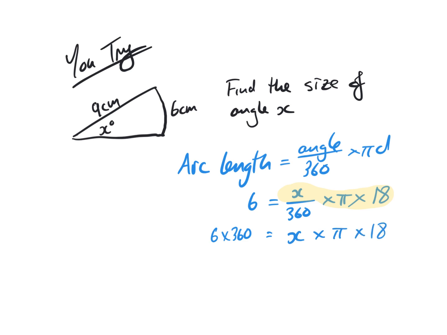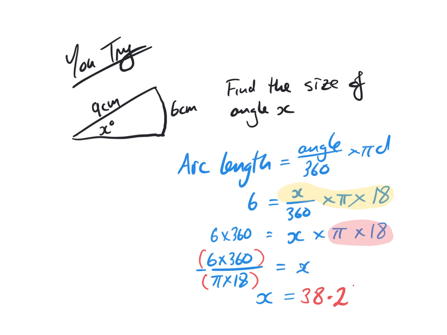We've then got to look at what the x is being multiplied by. So the x is being multiplied by this pi times 18 here, so I need to divide both sides by that. So I'm going to do that next. 6 times 360 divided by pi times 18, and when I divide this side over here by the pi times 18, it just gets rid of this multiplication by pi times 18, so I'm just left with x at this side. Flip sides around and then type into your calculator. Remember, brackets around the top and brackets around the bottom, and that gives me 38.2 degrees, and that's just one decimal place. You might have had 38.20 to 2 decimal places, but that's the answer.